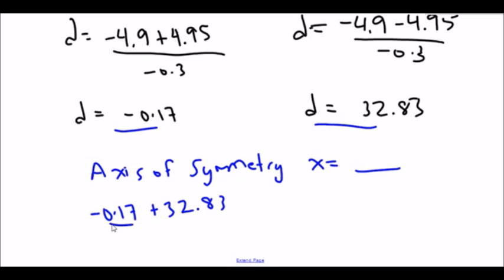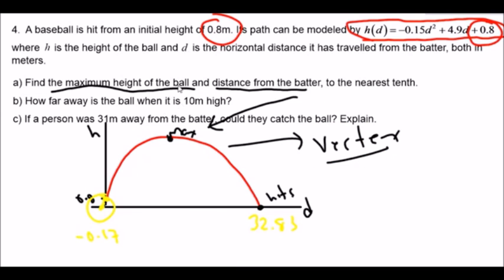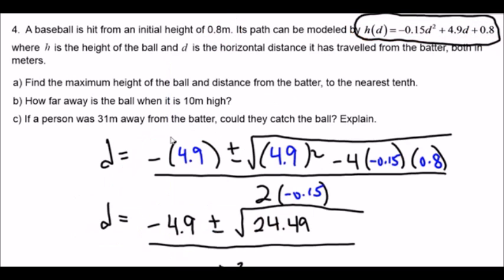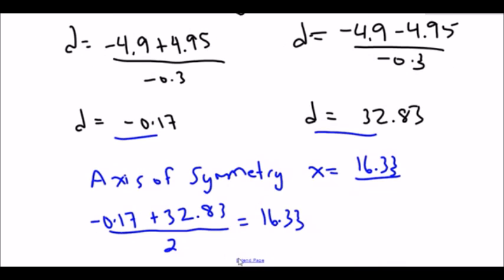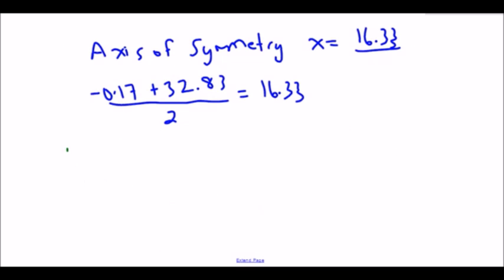Midpoint is basically finding the average of two numbers. So when I find the midpoint of the roots, I get 16.33. So my axis of symmetry is a line at 16.33. And again, if we look at the diagram, this would be the axis of symmetry, and that's at 16.33 meters. The axis of symmetry passes through the vertex, which means if d equals 16.33, I have my maximum. So that's the next step. Now that we know where the axis of symmetry is, we're going to find h at 16.33.